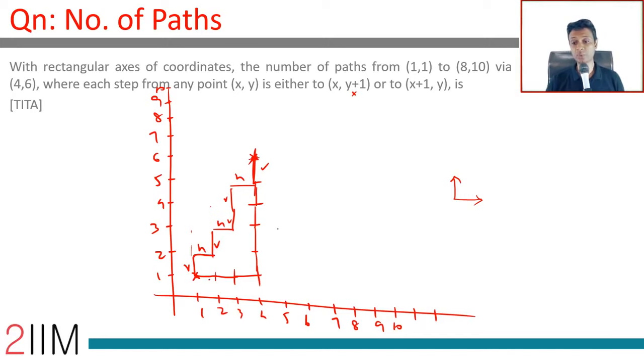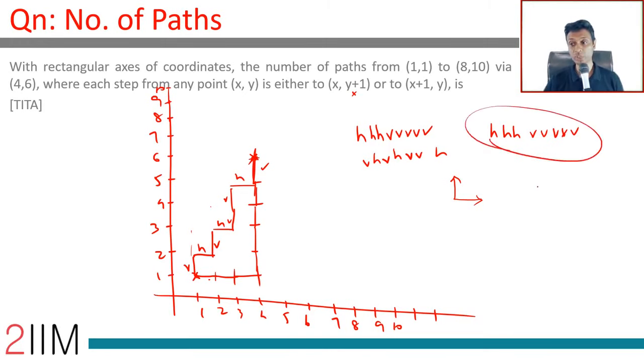So this first sequence will be H, V, V, V, V, V. The second sequence will be V, H, V, H, V, V, H. All possible such variants we must count. How will we count that? Effectively, H, V, V, V, V, V. In how many ways can this be reorganized? This we know is 8 factorial by 3 factorial into 5 factorial. Done. Do the same approach here.